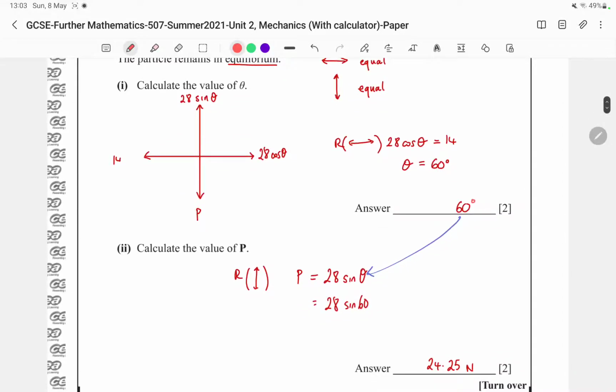Now that we have theta, we can use that to find the value of p, because now we can equate the vertical components. So 28 sine theta, now that we know what theta is, let that equal p. So p is therefore 28 sine 60, which is 24.25 newtons.